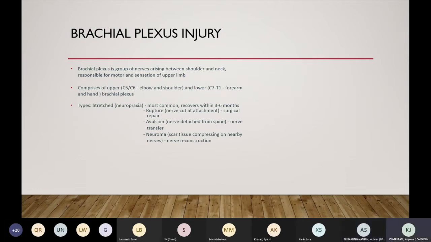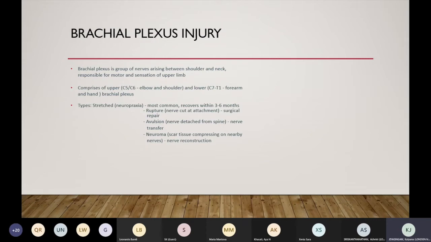Perfect. Okay, so next is brachial plexus injury. The brachial plexus, as we know, is a complex of nerves arising from C5 to T1 that runs under the shoulder. C5 and C6 supply the elbow and shoulder, and C7 to T1 supply the forearm and the hand. They are responsible for the motor function and sensation of the upper limb.